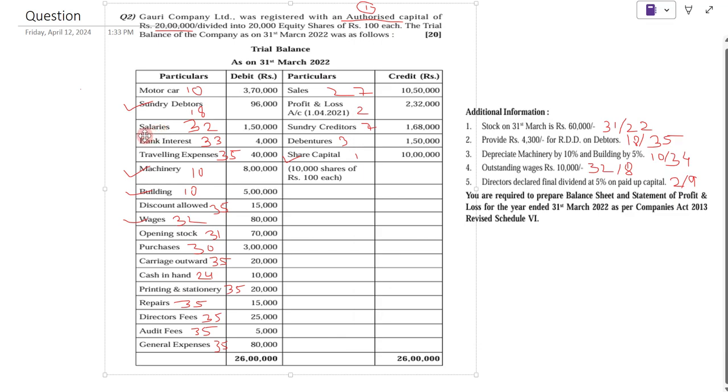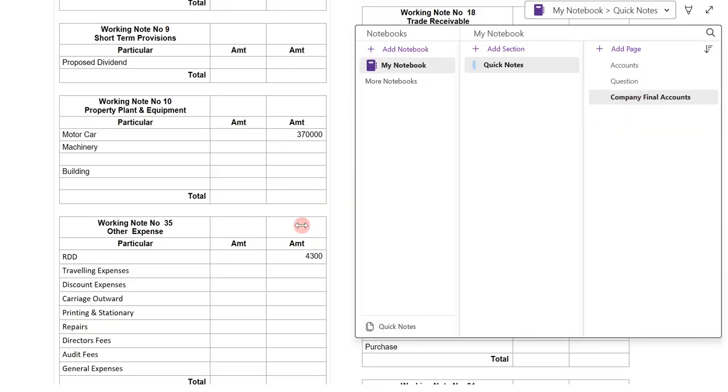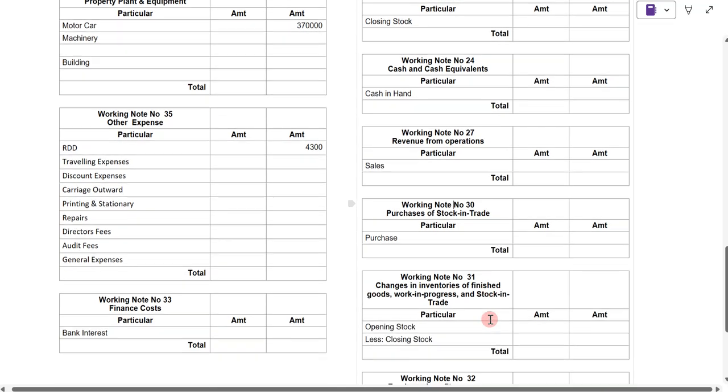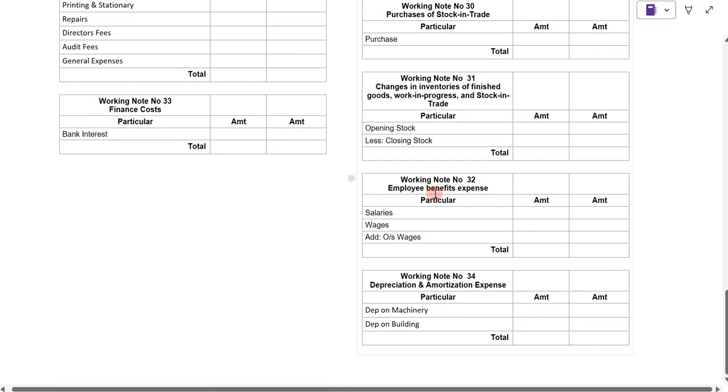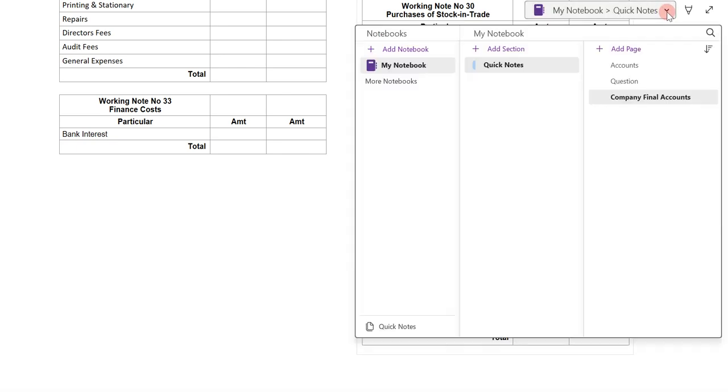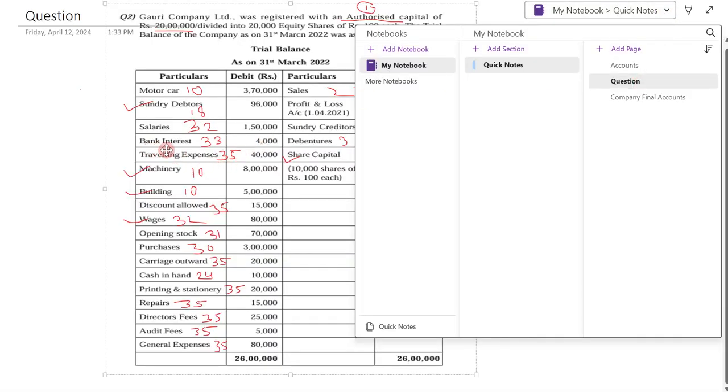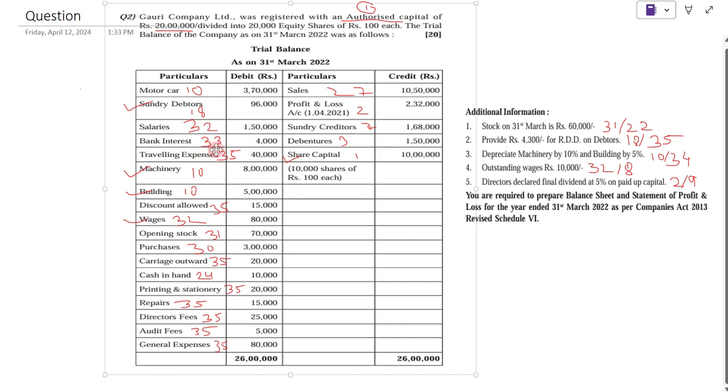After RDD, next is salary. Salary note number 32. Salary is how much? 1,50,000. So note number 32, salary. Note number 32 is employee benefit expenses. Salary is how much? 1,50,000. There is no adjustment, so directly write in the outer column, 1,50,000. After salary, next is bank interest. Bank interest, note number 33, that is 4,000.